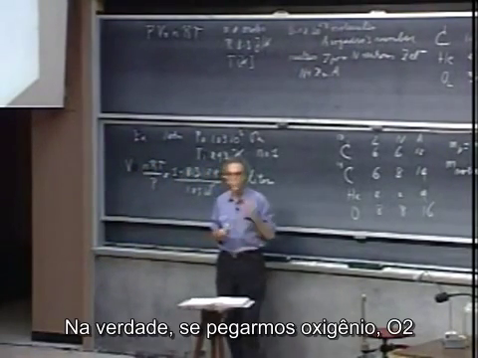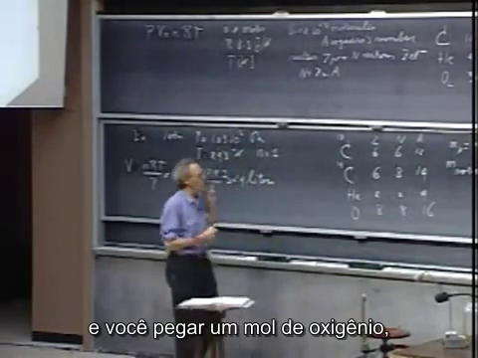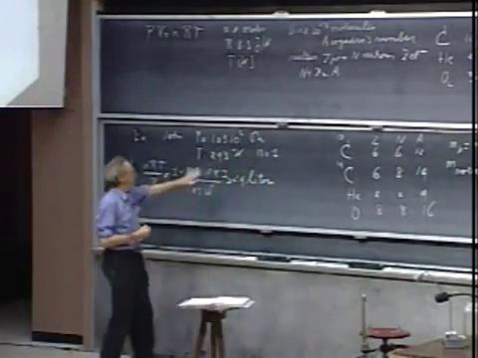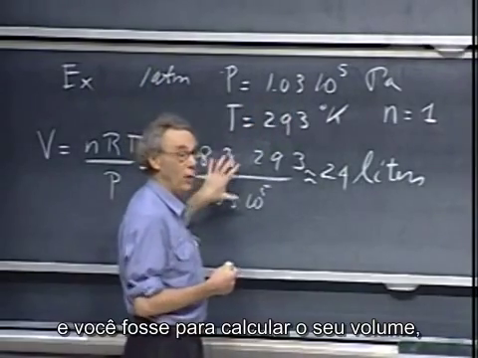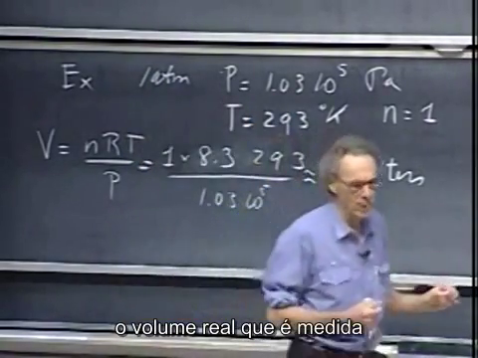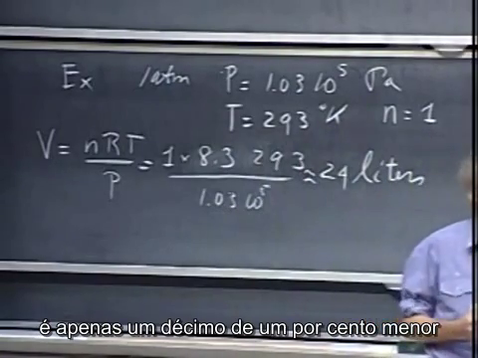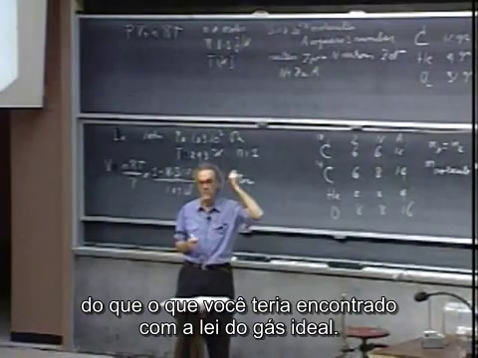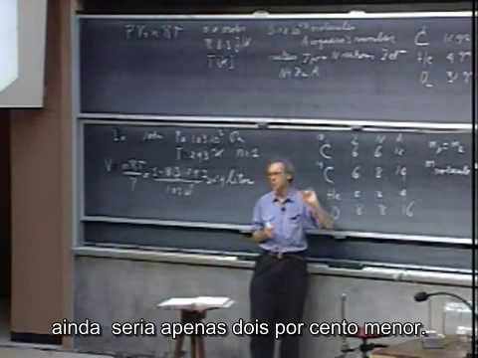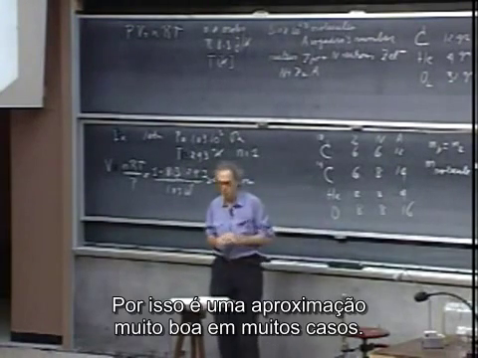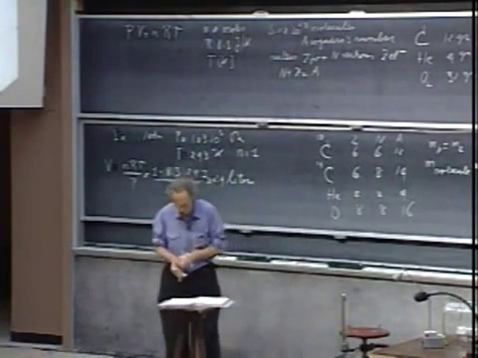In fact, if you took oxygen, O2, and you take one mole of oxygen at room temperature and at one atmosphere pressure, and you were to calculate its volume, the actual volume that you measure is only 0.1% smaller than what you would find with the ideal gas law. If you do it at 20 atmospheres, it would still only be 2% smaller. So it's a very good approximation in many cases.